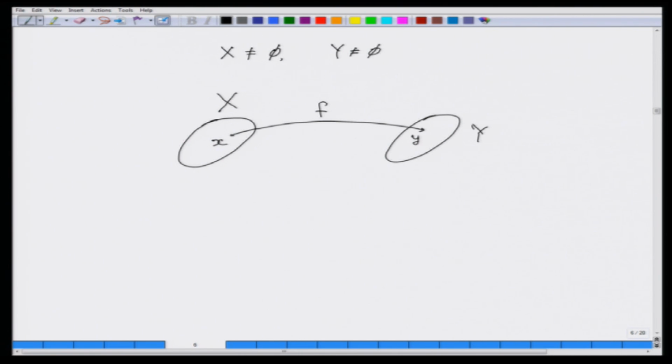So, I can talk about arbitrary sets. Functions can be defined between two arbitrary sets. It need not be even defined just between two real numbers. So, this is what you learn in your high school. So, this set X is often called the domain, and this set Y is called the codomain.